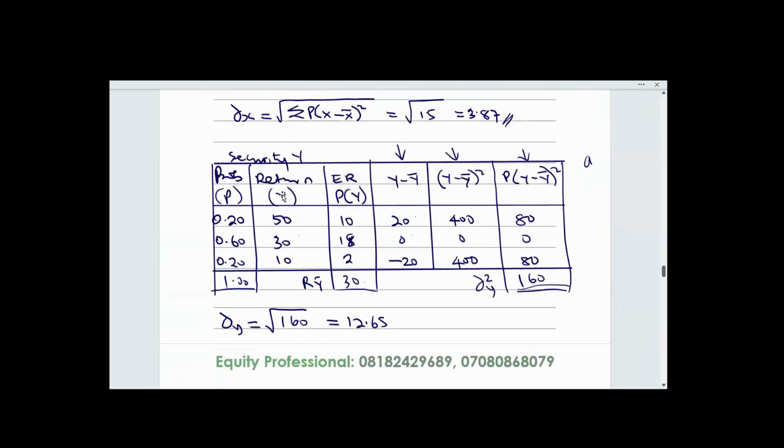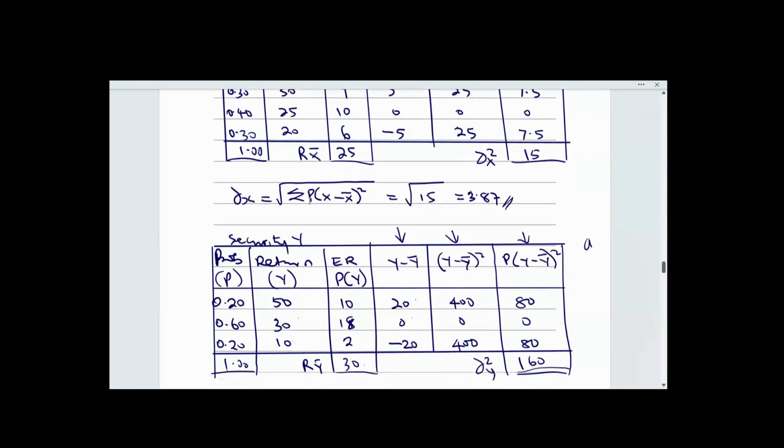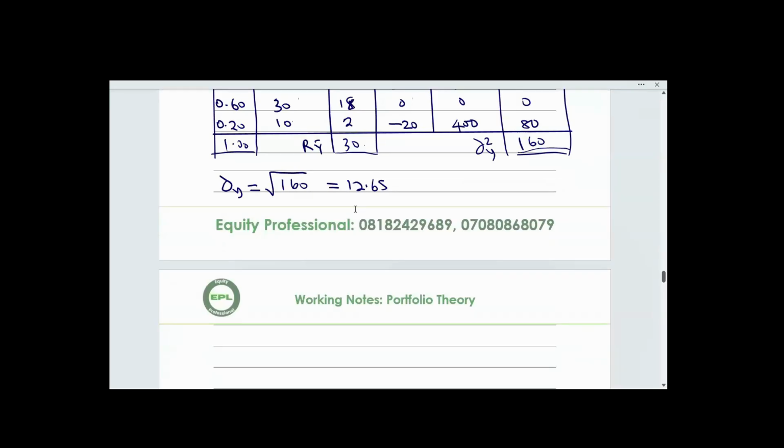That means security Y has a higher return, right? When you look at the risk as measured by standard deviation, security X is 3.87, whereas the risk of security Y is 12.65, which means that the risk of security Y is higher than that of security X. So a rational investor who does not like risk, or a risk-averse investor, may choose security X, while a risk-aggressive investor may decide to choose security Y with a higher risk and higher return. But that's not what the examiner is asking you.